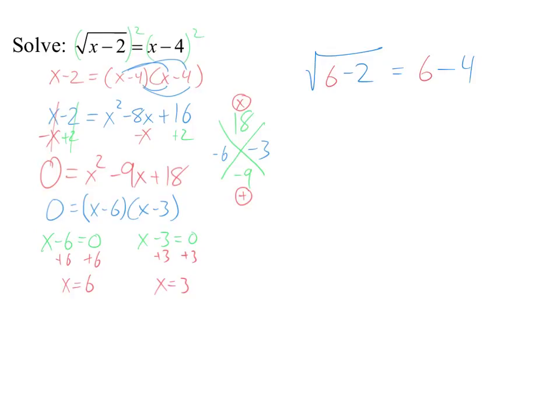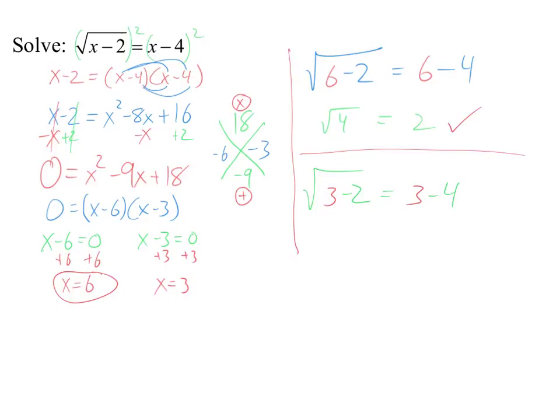When I stick 6 in, this gets the square root of 4 equaling, over here, 2. Is that a true statement? Does the square root of 4, this is 2, is that true? Yes. Check mark. We are good. So 6 is an answer. Let's check again. The square root of what minus 2 equals something minus 4. This time I'm going to plug in 3, the other answer. So I'm checking both my answers here.